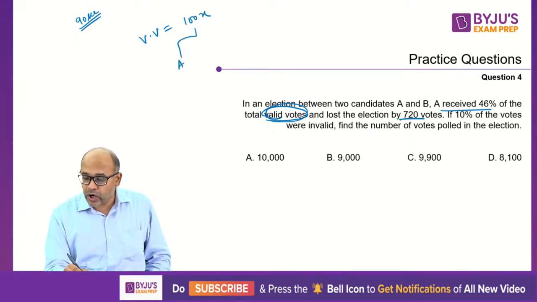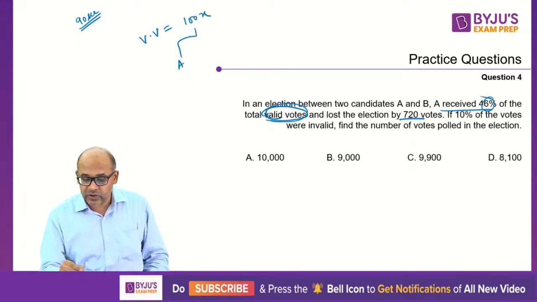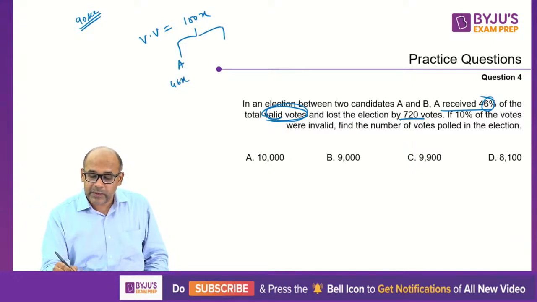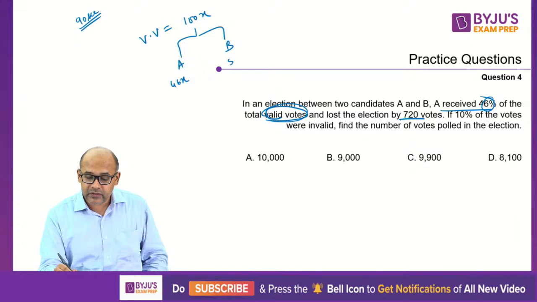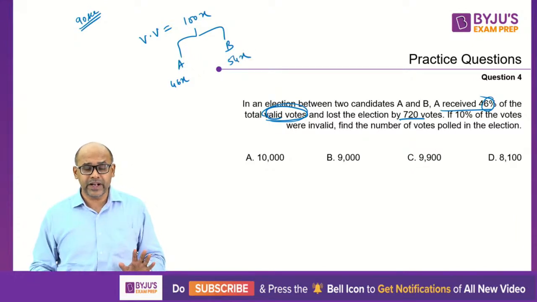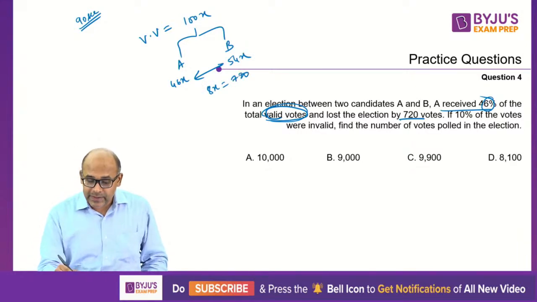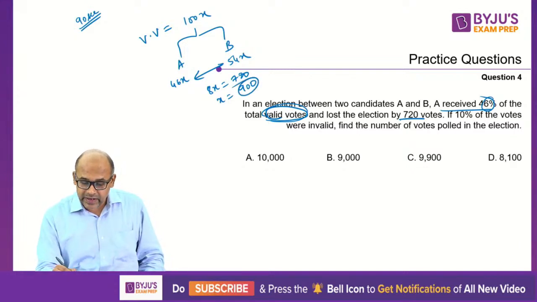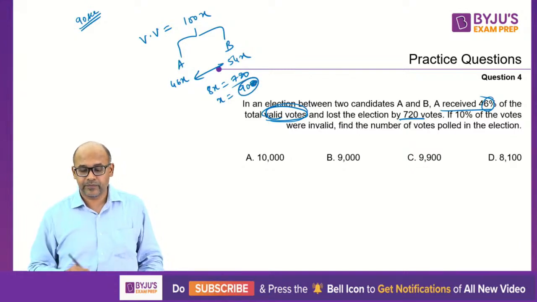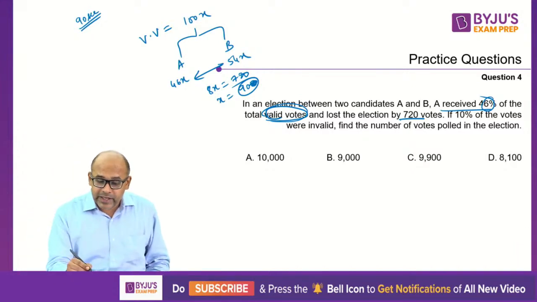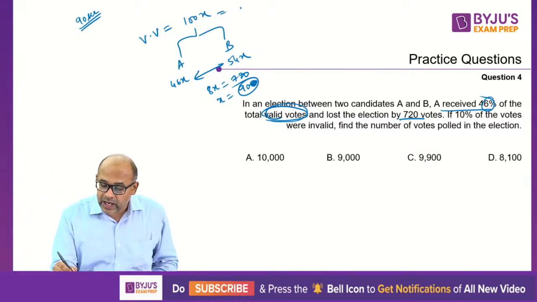A got 46%. So A got 46x, which means B would have got the rest. So B will get how many? 100 minus 46? 54x. Correct? So the difference between them is 8x. This 8x is 720, which means x should be 90. So the total valid votes are 9,000.